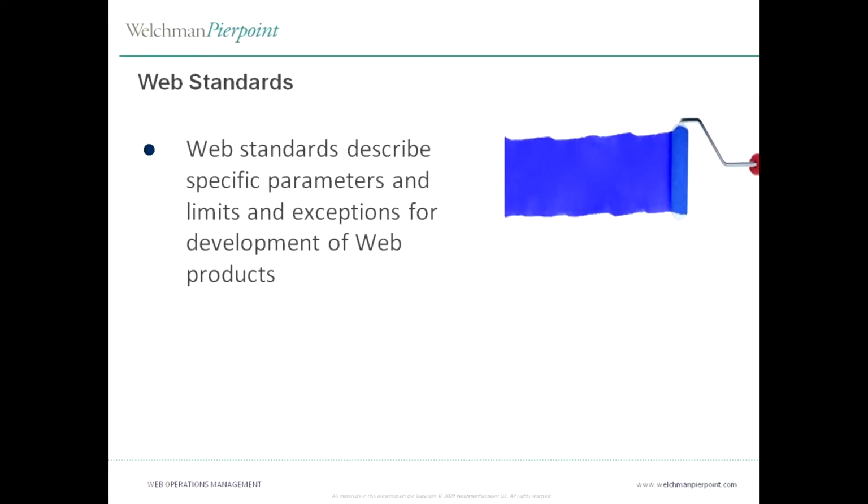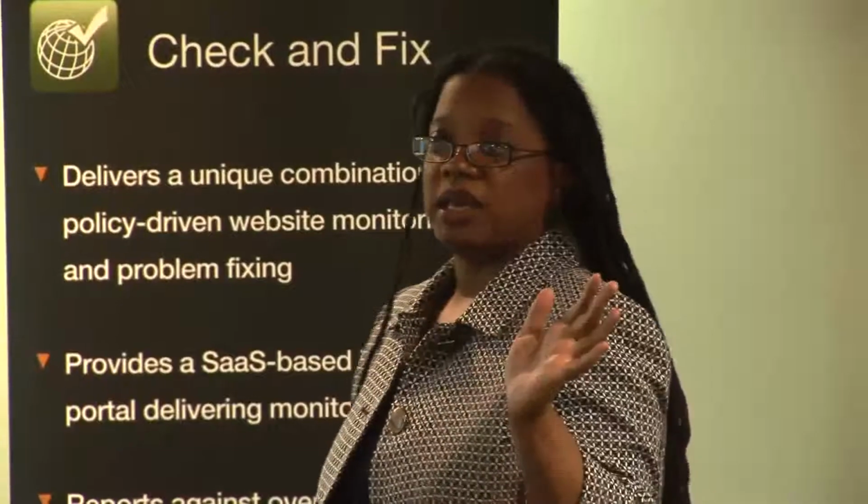The third piece of it is web standards, and that's the paint. That's the stuff that you can change all the time if you wanted to. It's specific parameters and limits and exceptions for web product development. It's very easy. It's their standards. It's what most people think of when they're thinking about policy and those sorts of things. How exactly do you get stuff done?